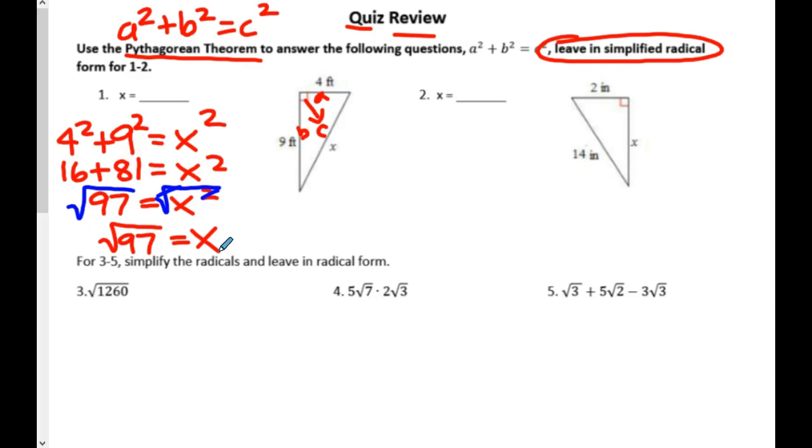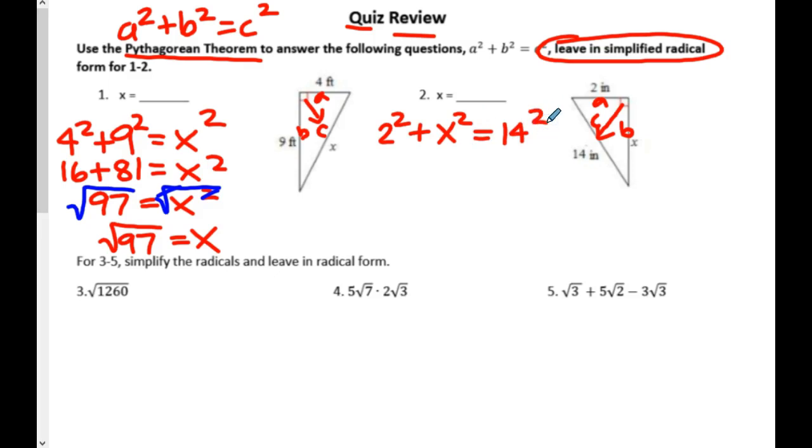On number 2, we're going to do the exact same thing. Label first. So across from the 90, that's C. And then pick your A, pick your B. Remember, A and B can be switched around. It doesn't matter. So let's set it up. A squared, so 2 squared, plus B squared, x squared. See how the x can sometimes be a leg? Equals 14 squared.